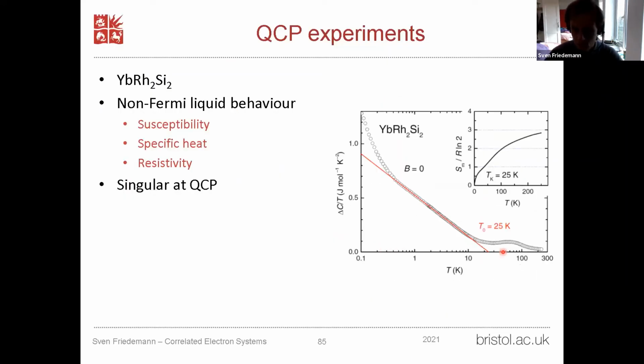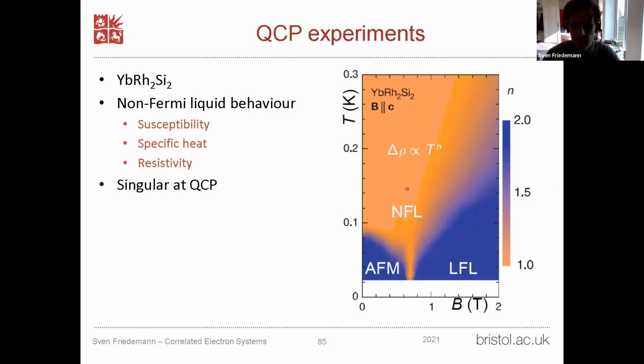Ytterbium rhodium 2 silicon 2 also shows this divergence of the specific heat. So this is again one such semi-logarithmic plot. In zero field, it actually even diverges faster than the log T, which is still an open question why it does that. That's also not just true in zero field, that's also true in finite field. And ytterbium rhodium 2 silicon 2 also shows non-Fermi liquid behavior in the resistance. What we expect in Fermi liquid theory is that the resistance follows a T-square behavior. In this color plot, that corresponds to an exponent of 2.